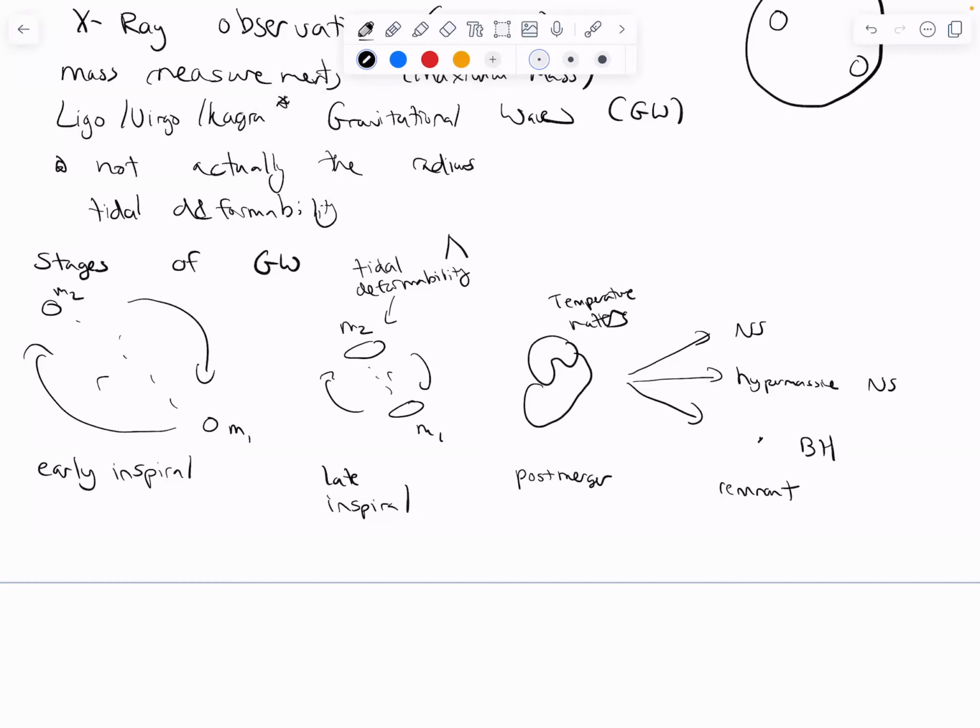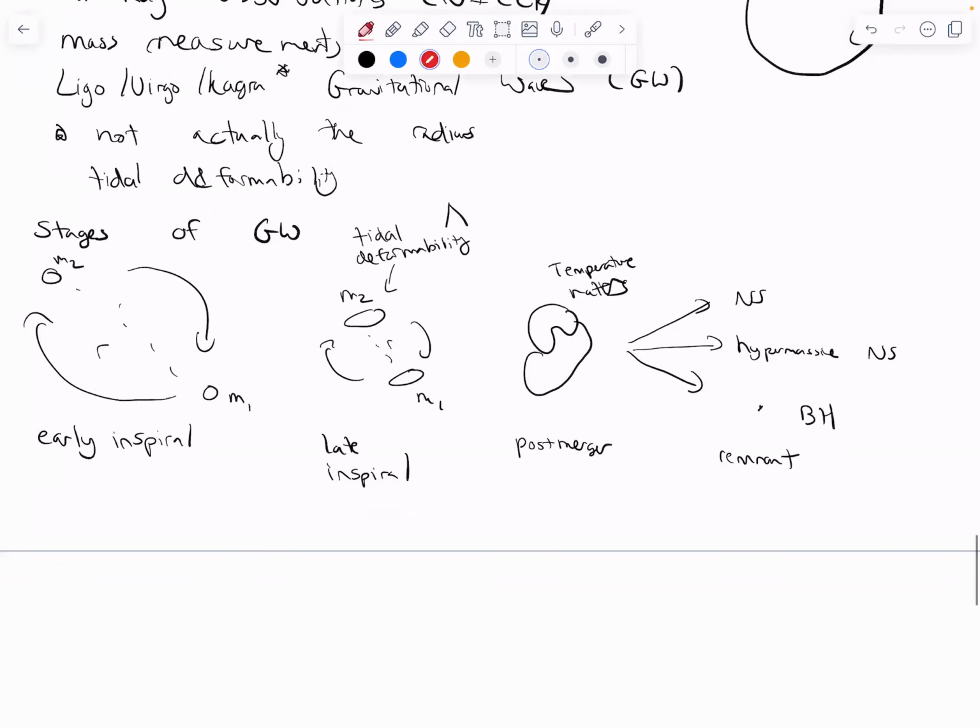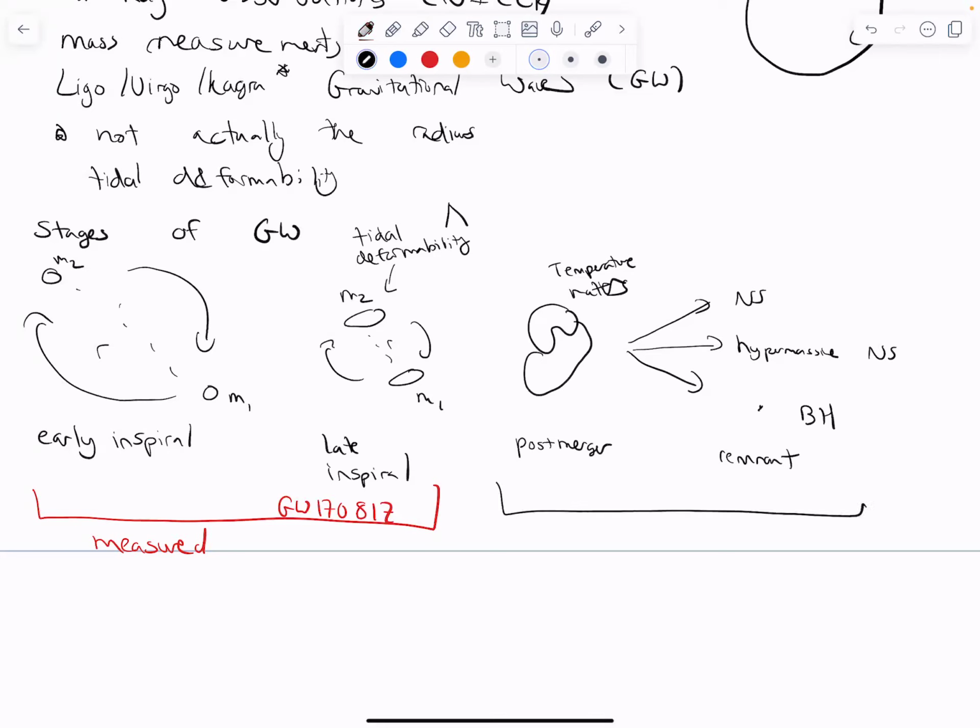So I've mentioned all of these things. What can we actually measure today from LIGO? Like, what do we have data on? That actually comes from here. This is measured. This, we know for sure we have something on the late inspiral with tidal deformabilities. That was from GW170817. Unfortunately, we do not yet really have information about this end here.